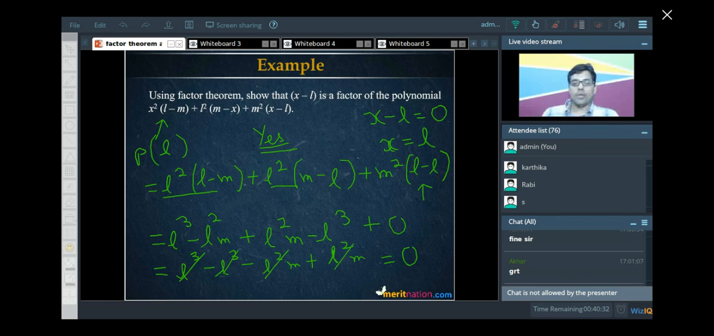Next we have one more example now. An easy question it was. Just put the divisor as 0, find the value of x and substitute this value of x in the given polynomial and then check it. If the remainder is coming as 0, it becomes a factor, otherwise it will not be a factor of the given polynomial.